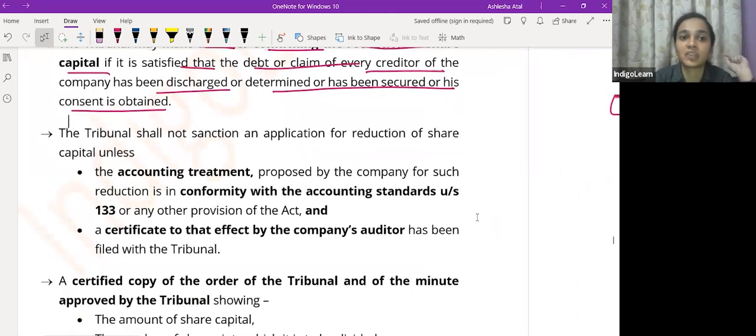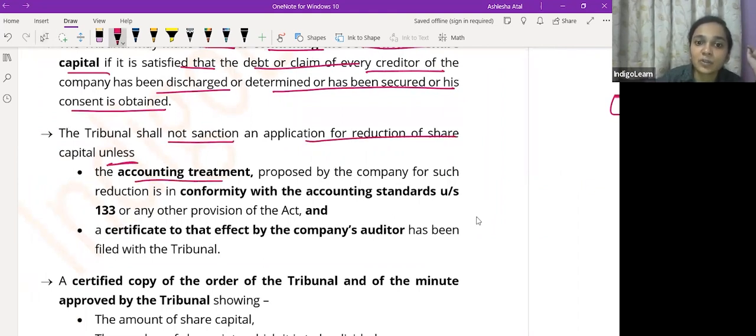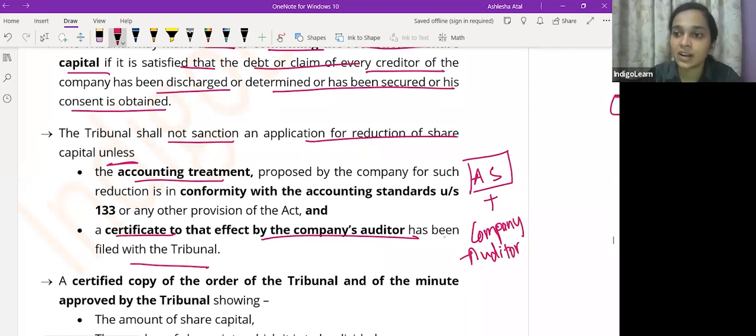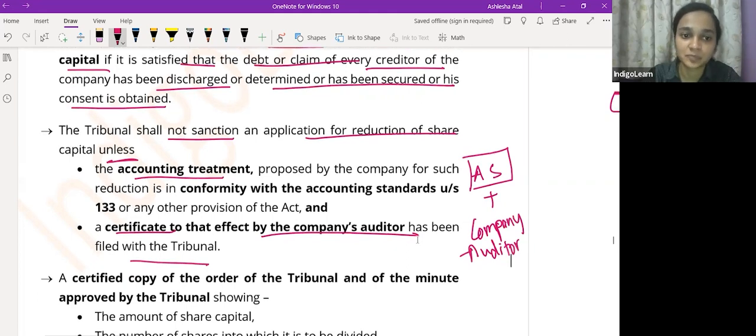And the tribunal will not sanction an application for reduction unless the accounting treatment is in conformity with the accounting standards and the certificate to that effect by the company's auditor has been filed. So one condition to be complied with is that the accounting treatment of this reduction has to be as per the prescribed accounting standards. Plus, this has to be certified by the company's auditor. So company का जो auditor है, he has to certify कि जो भी accounting treatment हो रहा है of reduction, it is in accordance with the accounting standards which are applicable.